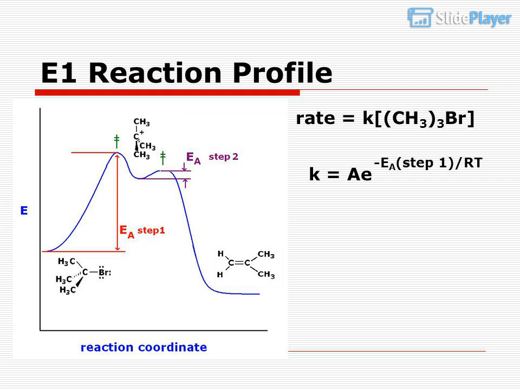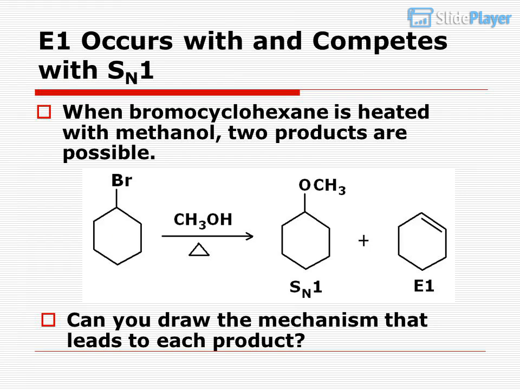E1 reaction profile. Rate equals k[(CH3)3CBr], k equals Ae^(-Ea/RT), from step 1. E1 occurs with and competes with SN1. When bromocyclohexane is heated with methanol, two products are possible. Can you draw the mechanism that leads to each product?